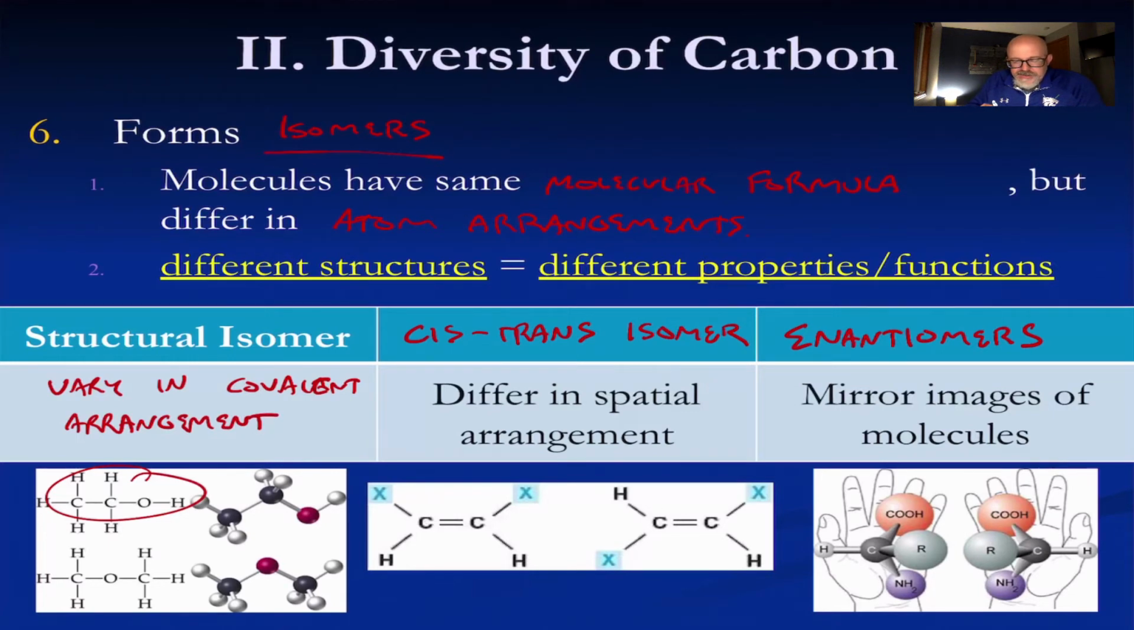Cis-trans differ in their spatial arrangement. So this one has right here the X and the X, whatever that is, on the same side. So this one here is the cis. This one, they are on opposite sides. So that one is the trans, right? And there were different ways of looking at these, and I'll show you a couple examples here. And then the enantiomers are ones that are basically mirror images of each other. So if you look at this one, it has that, and this one is the mirror image.